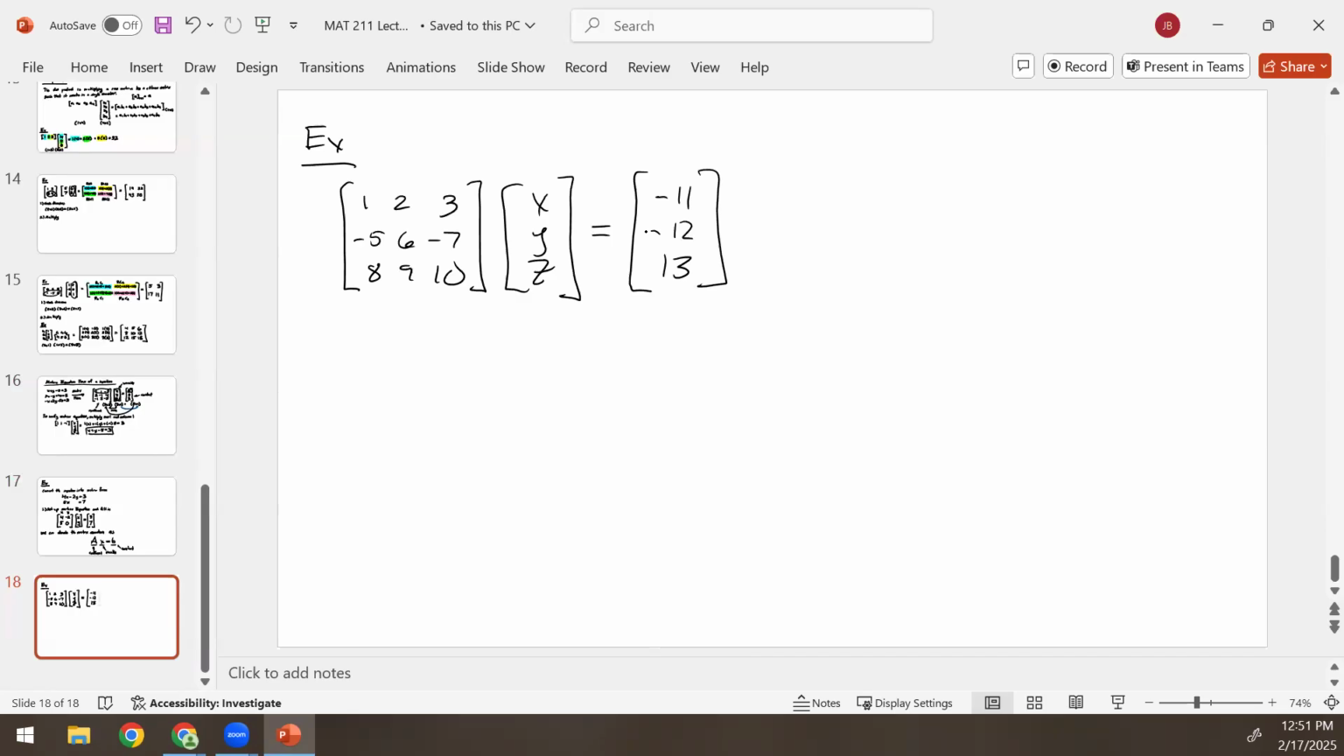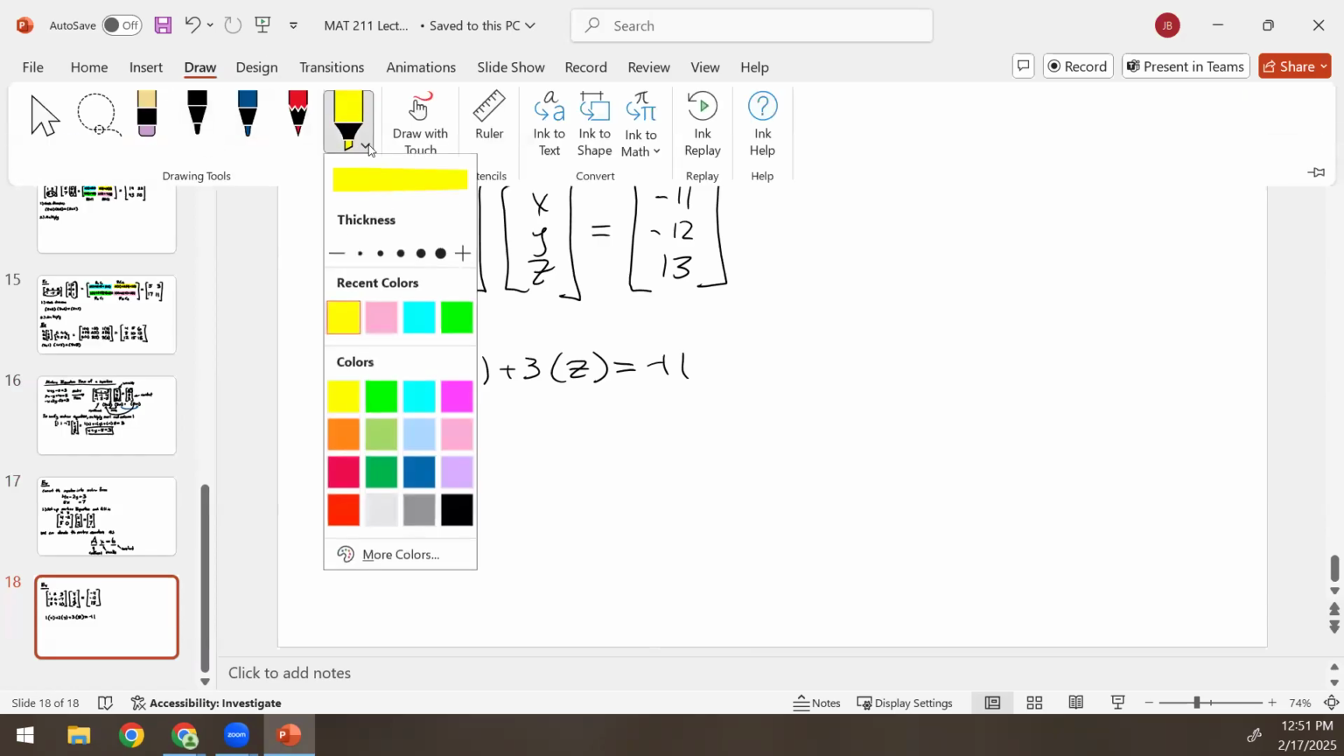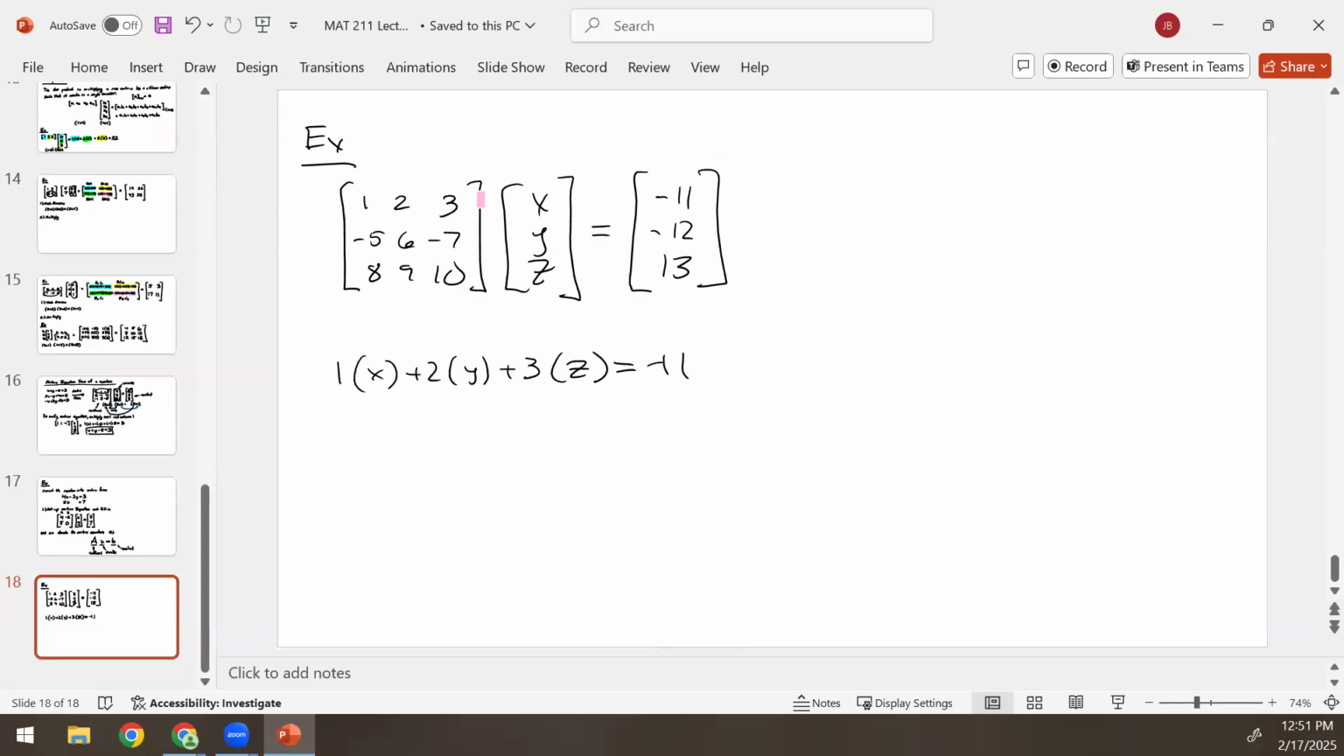Well, you just do row by column, right? So row 1 column 1 would give us 1 times x plus 2 times y plus 3 times z equals -11. Okay. Let's do it this way. This and this give us this, which become x plus 2y plus 3z equals -11.